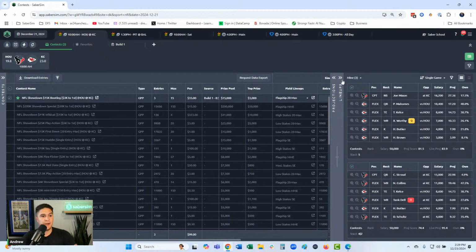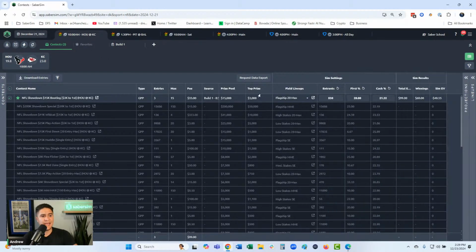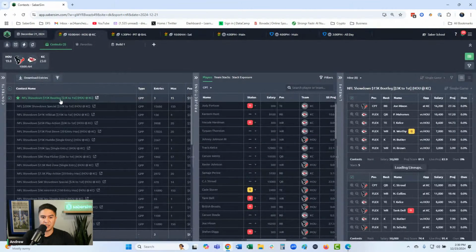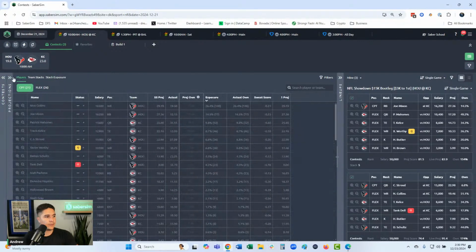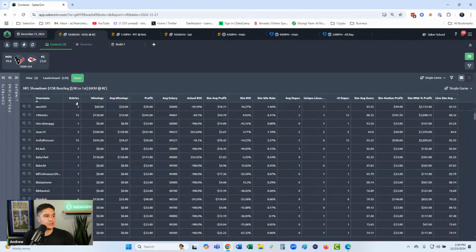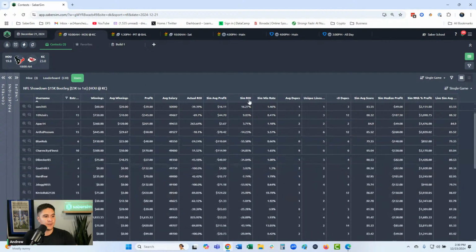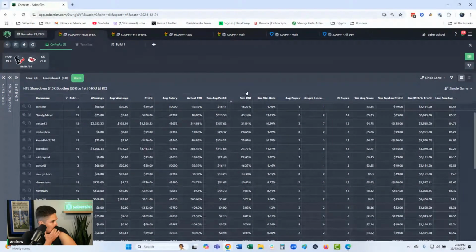So I'm starting with the showdown. And again, this is the $33, the same contest that I normally play here. All right, go to users. Greater than or equal to 3, sort by sim ROI. Okay, cool. So positive 16%. One average dupe, one unique, 83 sim average score.